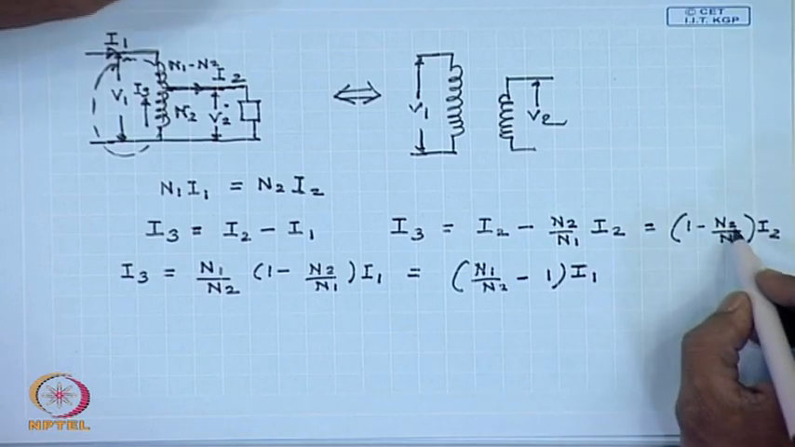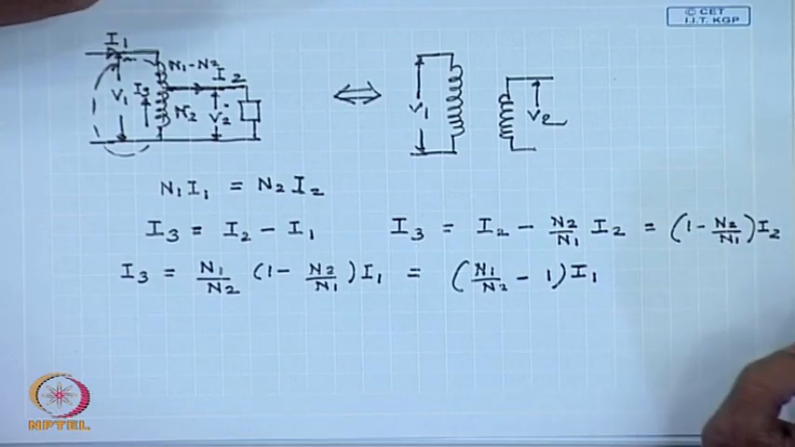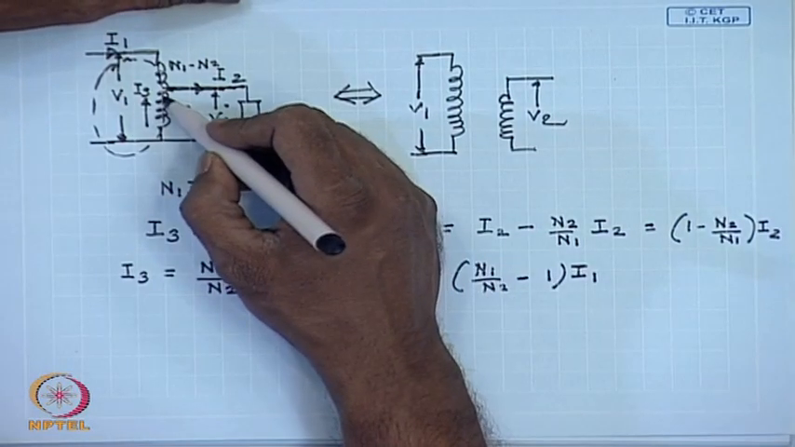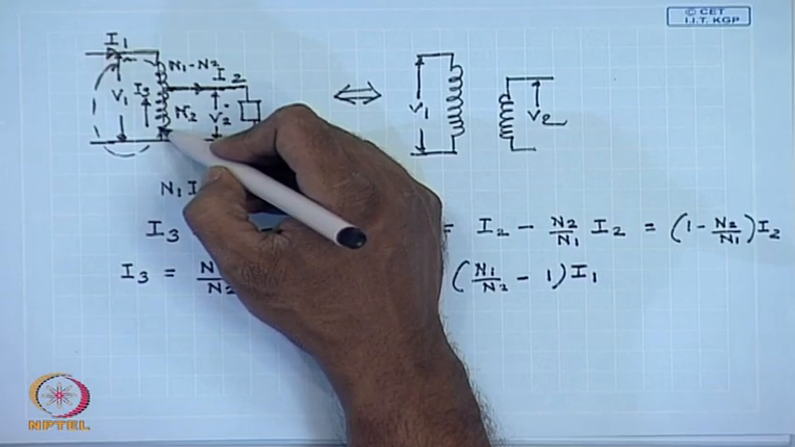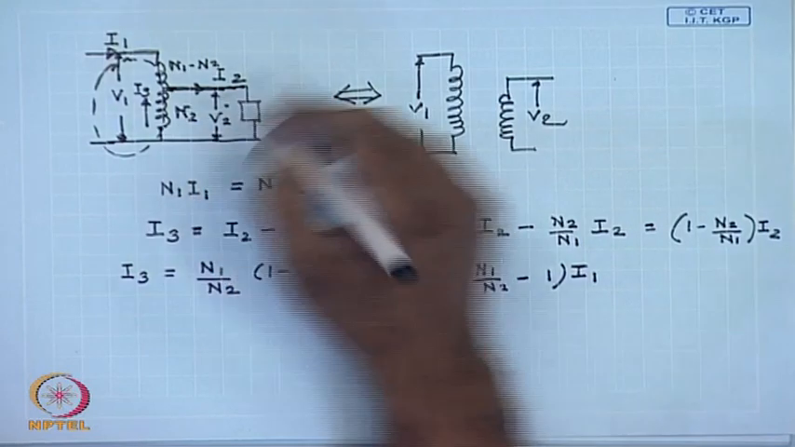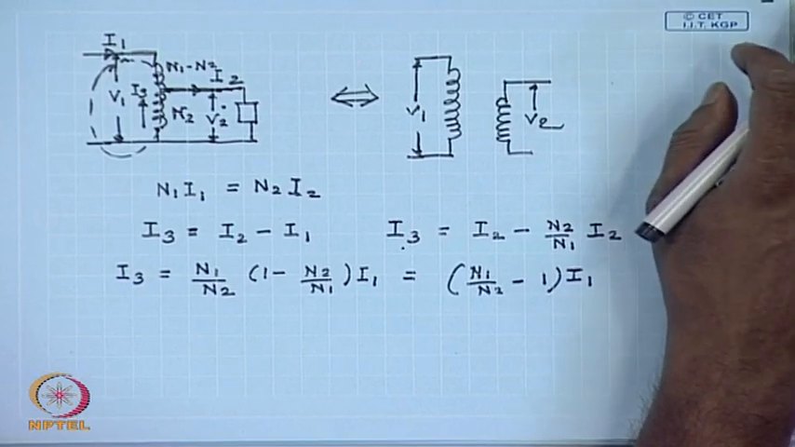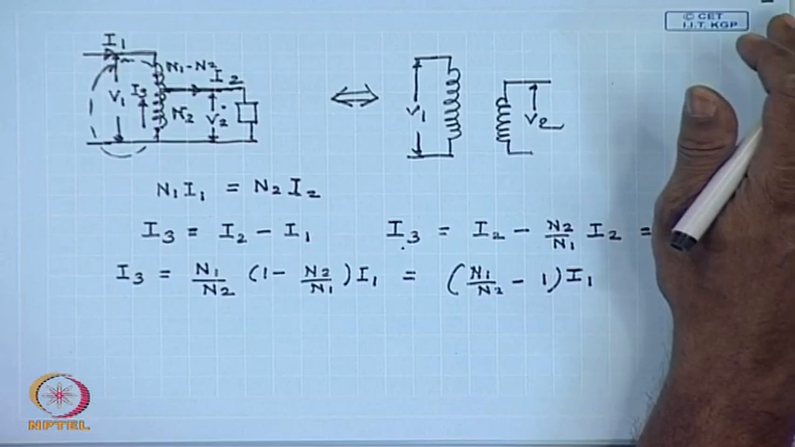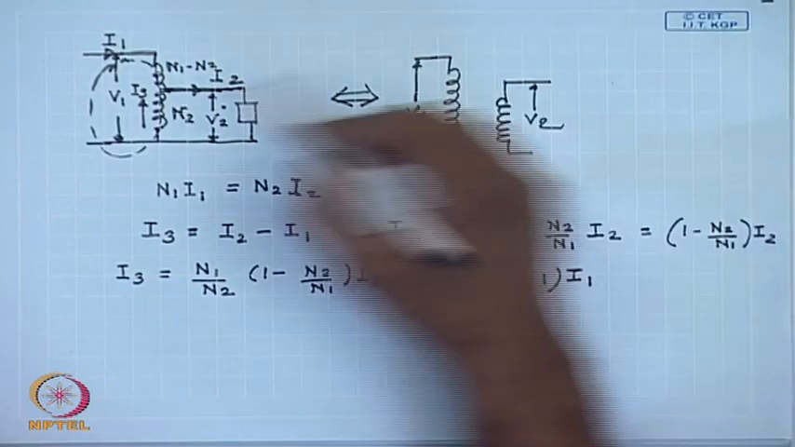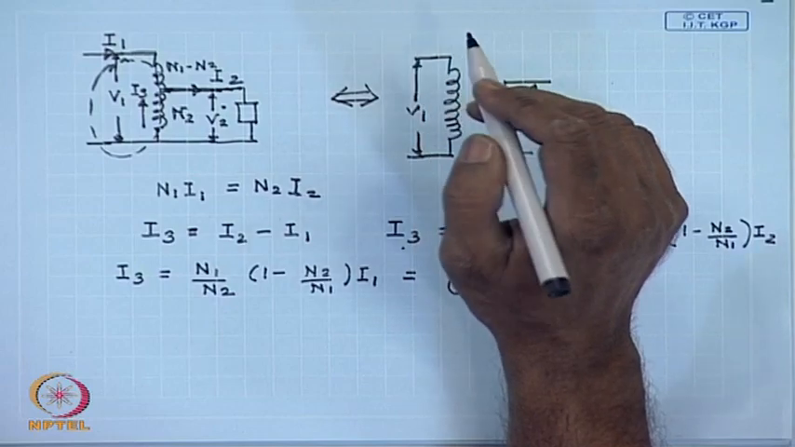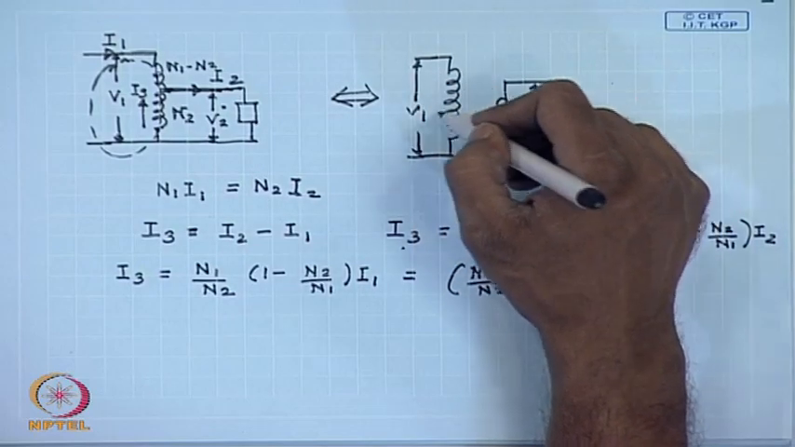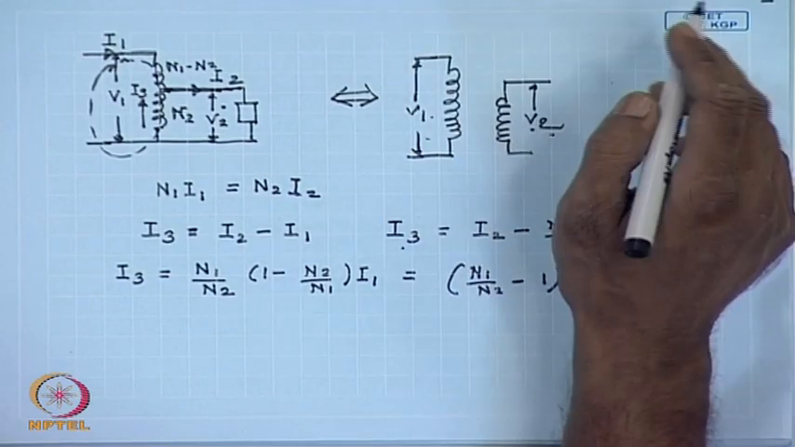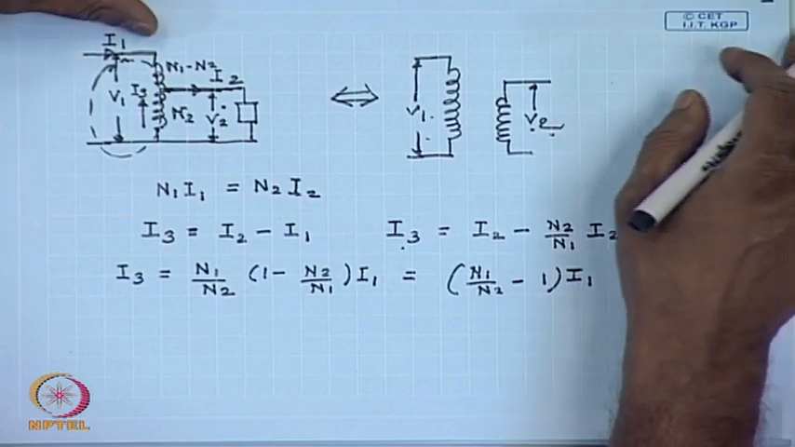For example, if the turns ratio N2 by N1 is close to 1, then I3 will be very small compared to I2, and therefore, the current carrying capacity of this part of the winding can be designed to be low, and hence there is a possibility of considerable saving in the copper, which is an advantage for this kind of arrangement. This is called an autotransformer. This advantage does not exist in a two winding transformer, where the entire power transfer is by inductive method.